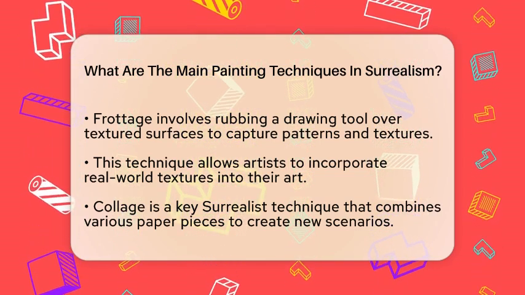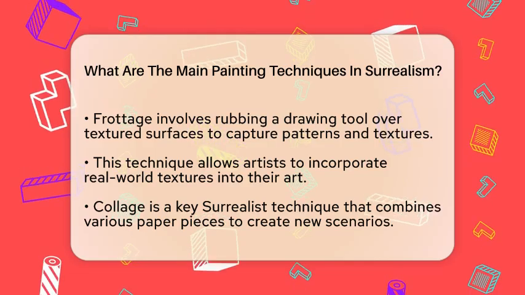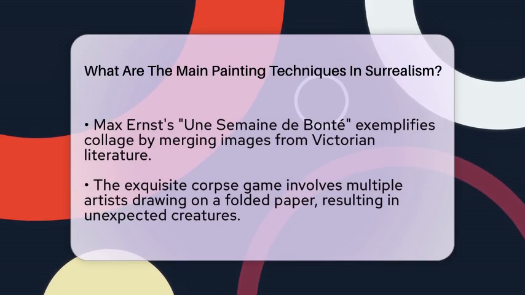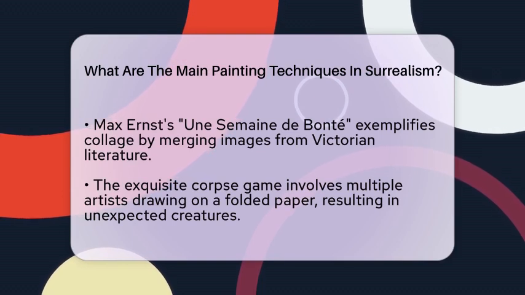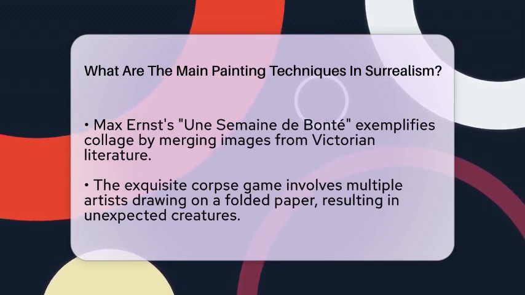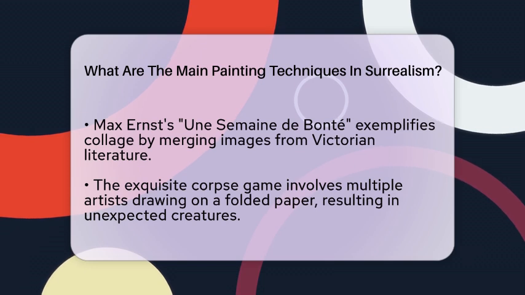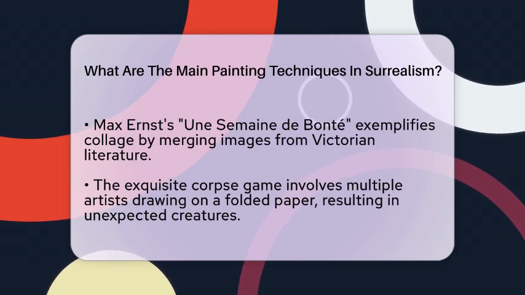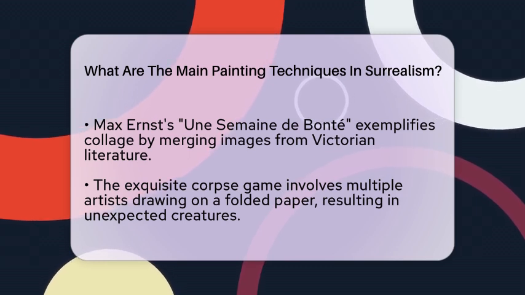The game of Exquisite Corpse is a collaborative technique that Surrealists enjoyed. Several artists would draw on separate sections of a folded piece of paper, without knowing what the others had drawn. When the paper is unfolded, it reveals a fantastical and often grotesque creature that defies logical explanation. This game was initially meant for fun but became a fruitful technique for generating unique artworks.